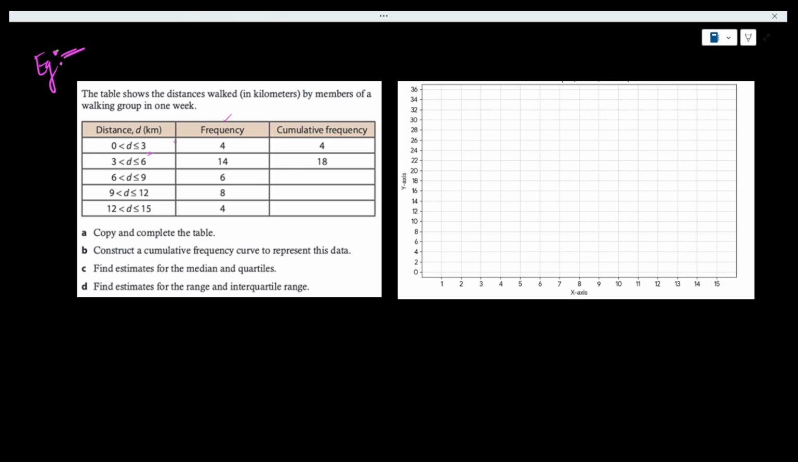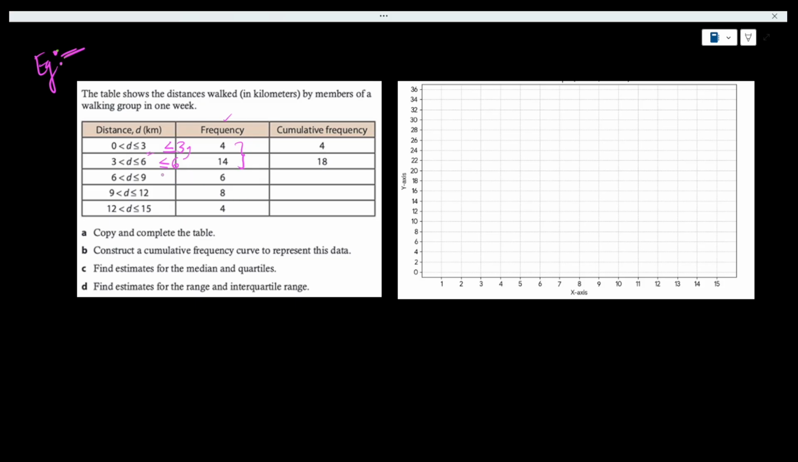Cumulative frequency, this one you will take as how many people are walking less than or equal to 3 kilometer. So there are 4. But whenever you are going for the second one, here for the median, you are taking everything which is less than or equal to 6. So you are taking the upper bound. Now, whenever we are taking less than or equal to 6 kilometer, the 3 kilometer also falls into this category. That's why we add both, and we are getting here 18 members who are walking 6 or less kilometer.